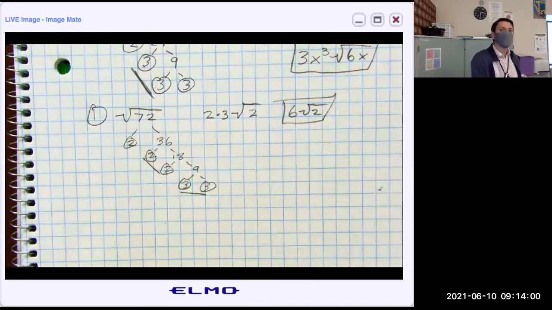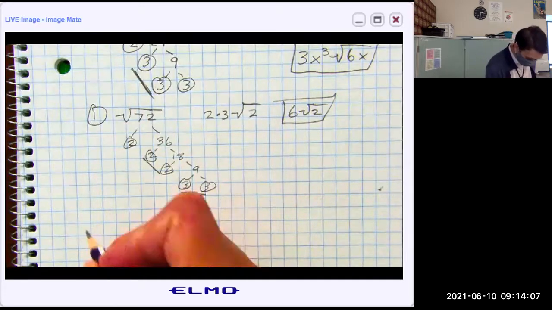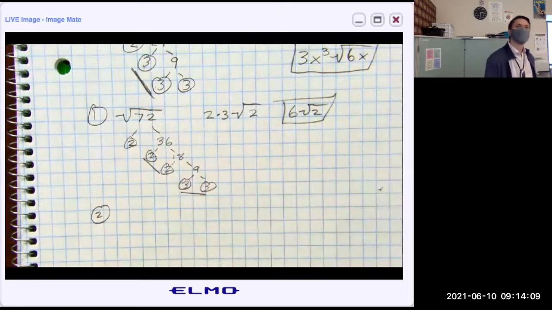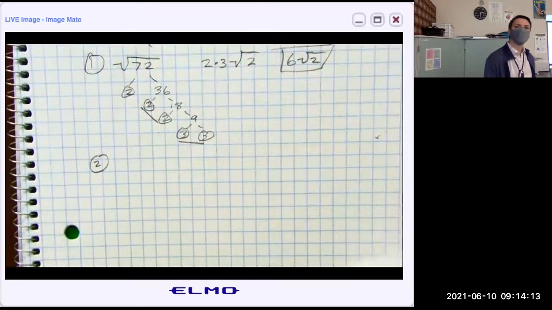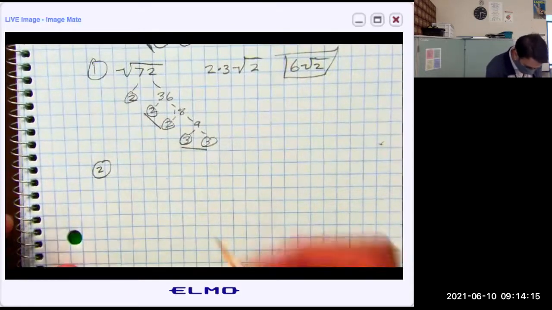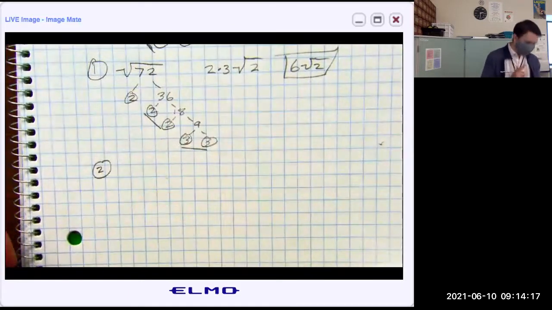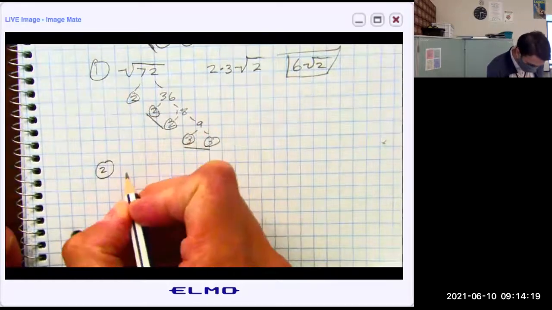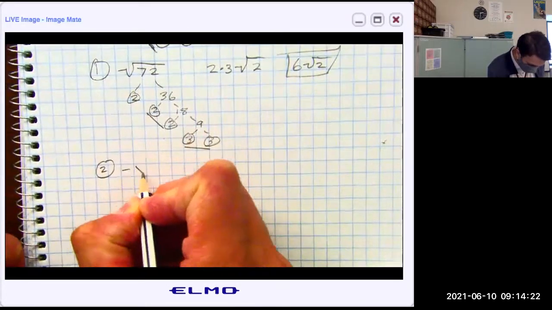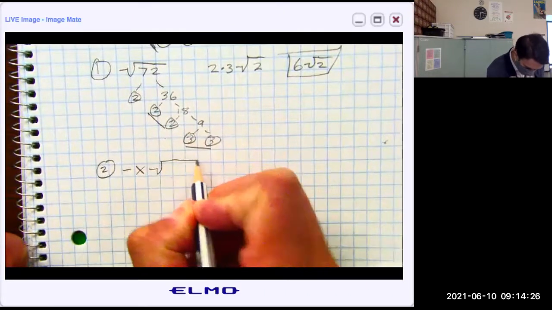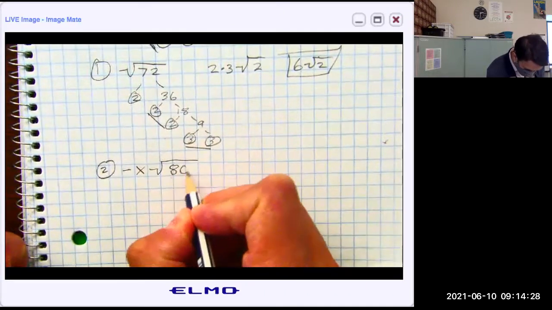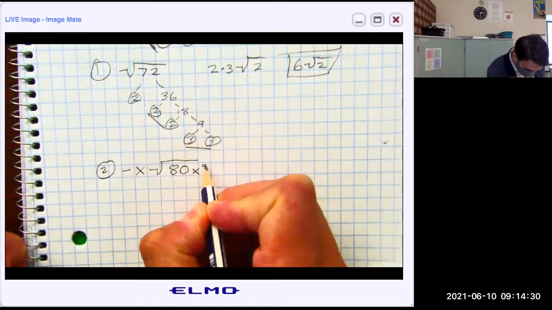Let me give you another practice one, and this one I'll make sure to give you more time on, okay? We'll call it number 2. We're going to start with a number on the outside. Well, it's going to be a variable. Let's say we have negative x on the outside, square root of 80 x to the power of 9.